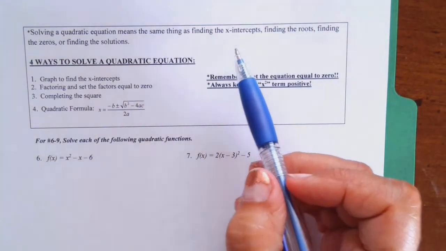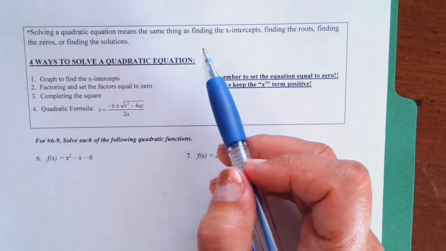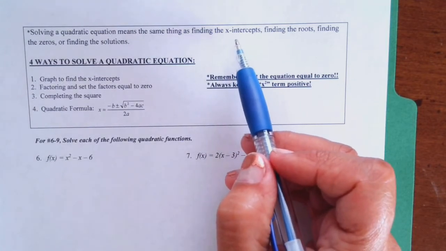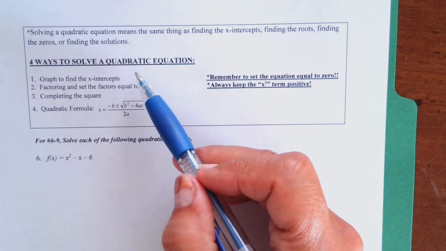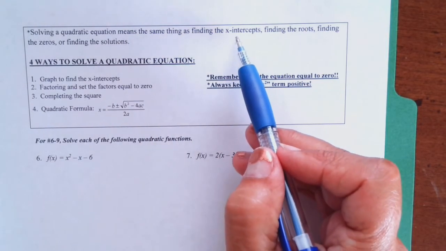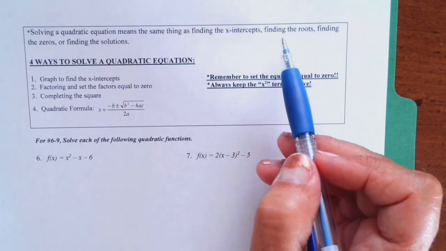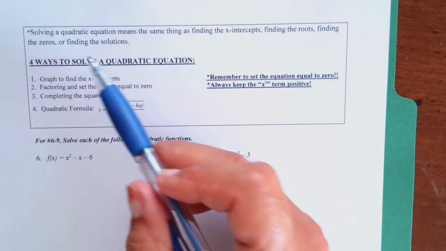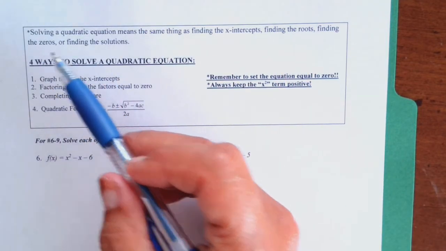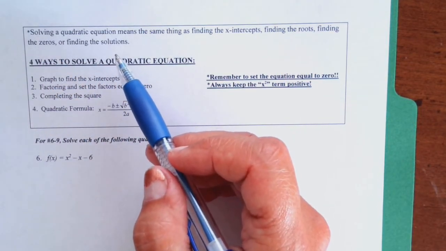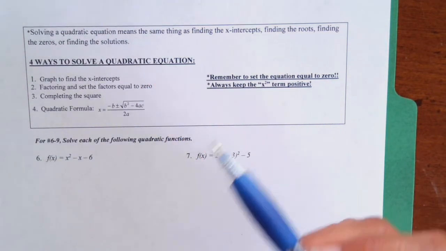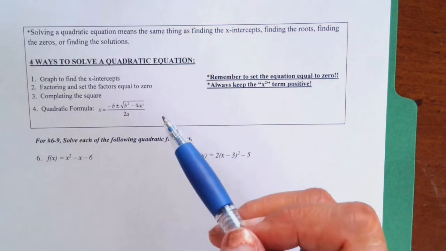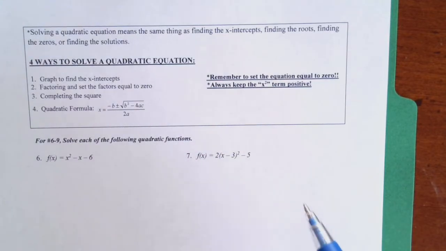And remember, when you're asked to solve, you're looking for x-intercepts, and there's lots of words that mean that. So I could tell you to solve the quadratic. I could say find the x-intercepts. I could say find the roots. I could say find the zeros, or I could say find the solutions. Every single one of those things means the same exact thing. So basically, any of those means where does this graph cross the x-axis? That's what you're looking for, okay?